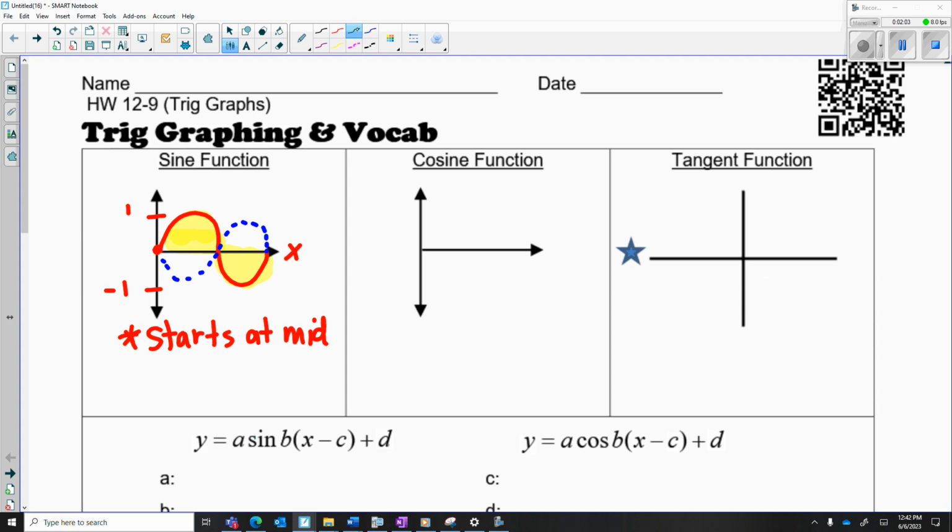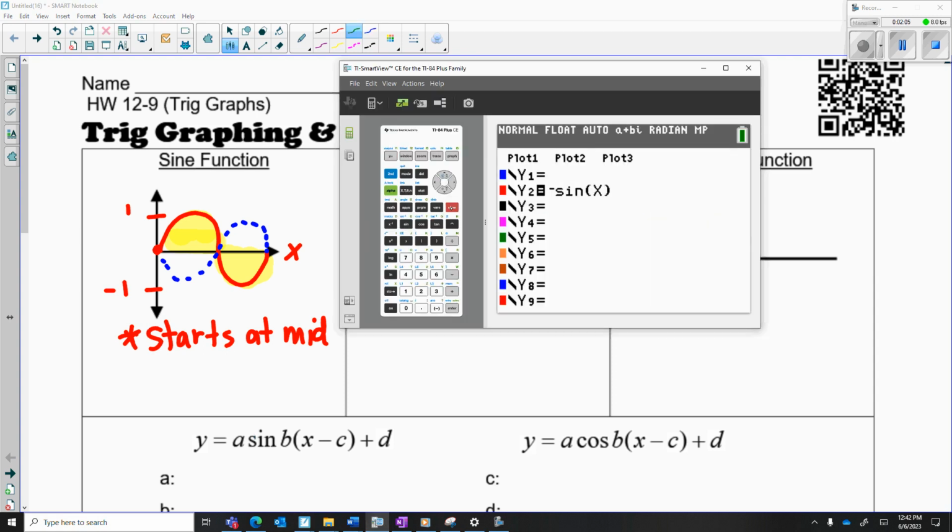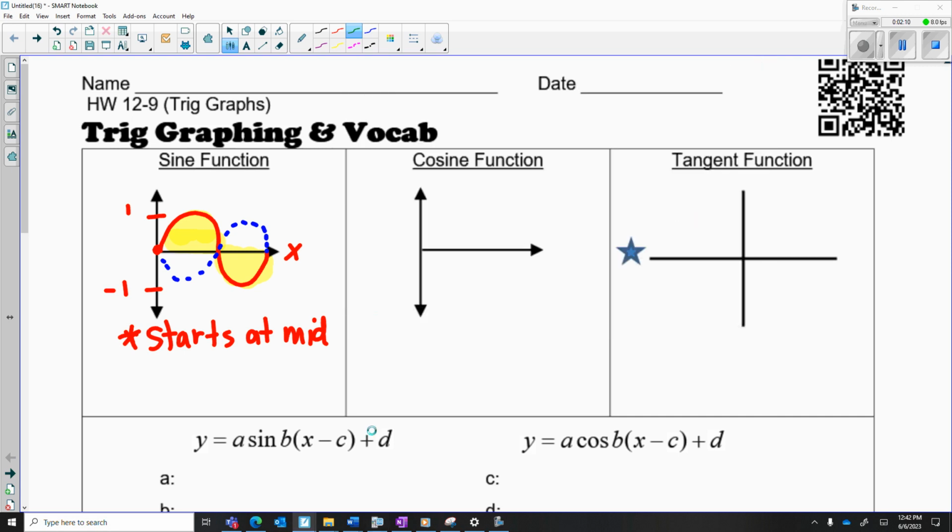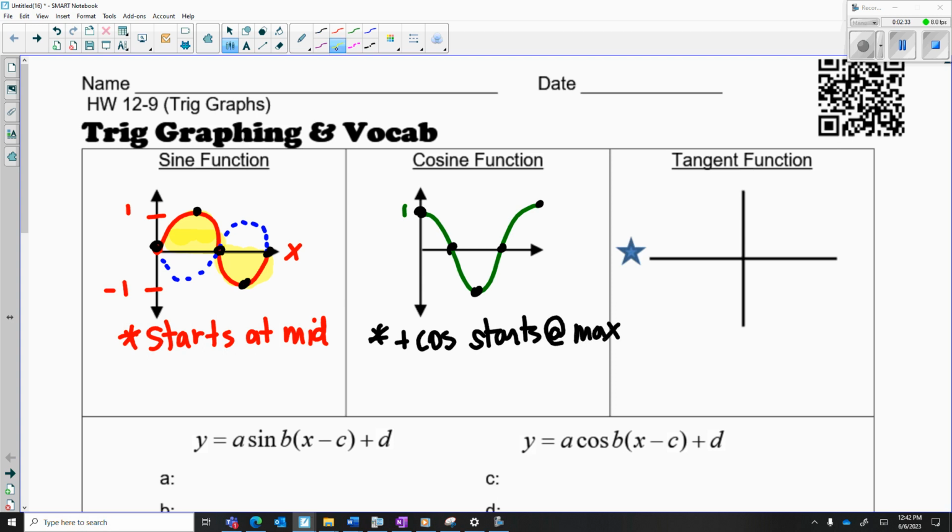Positive cosine, let's see what it looks like. Positive cosine is going to be cosine x. If we hit graph, you see it starts at the maximum. So it's going to start at 1, and it's going to make a V. Remember, it has 5 total points: maximum, midline, minimum, midline, maximum. This one also had 5 total points. So positive cosine starts at the maximum. Thus, negative cosine will start at the minimum.